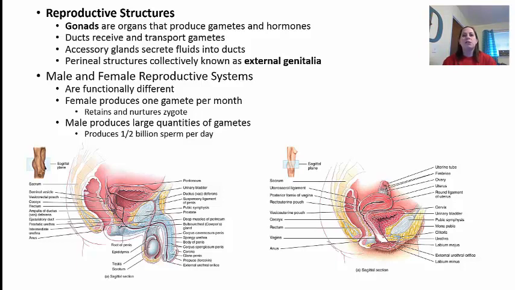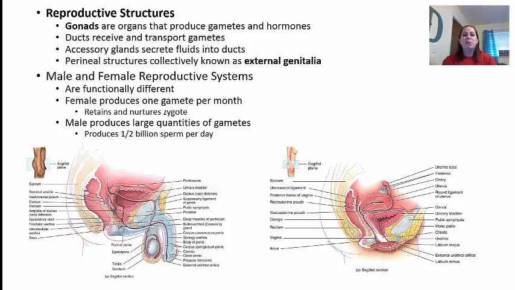So when we look at reproductive structures in general, they're called gonads. These are the organs that produce gametes and the hormones. There's also going to be a series of ducts that receive and transport these gametes, whether it's an egg or sperm. There's also some accessory glands where we're going to secrete fluids into these ducts. These fluids a lot of times are going to help the egg or sperm to survive in different conditions. And then of course there's also what we call the perineal structures, collectively known as the external genitalia, which is different depending on if you're male or female.